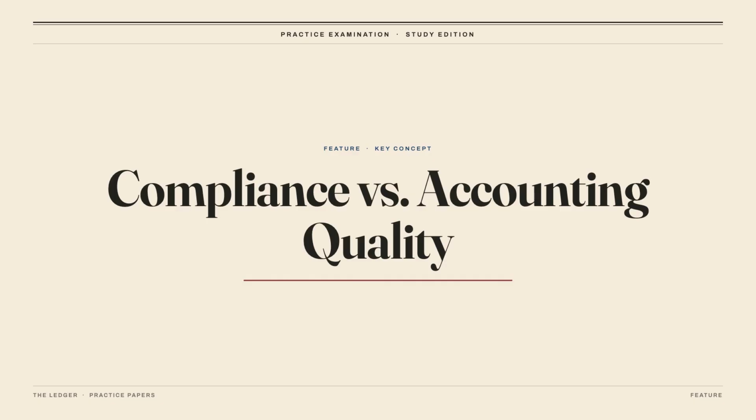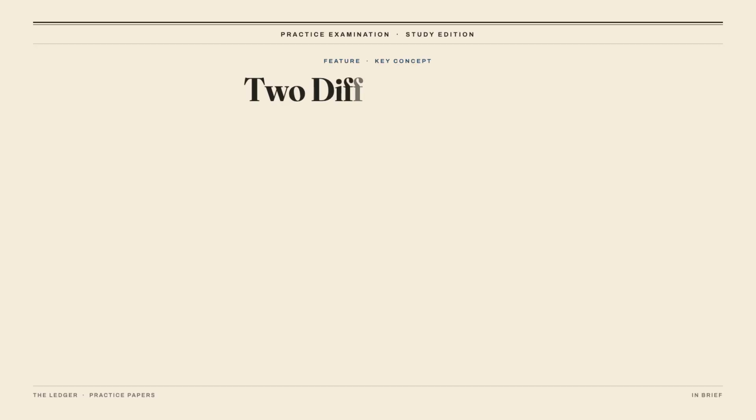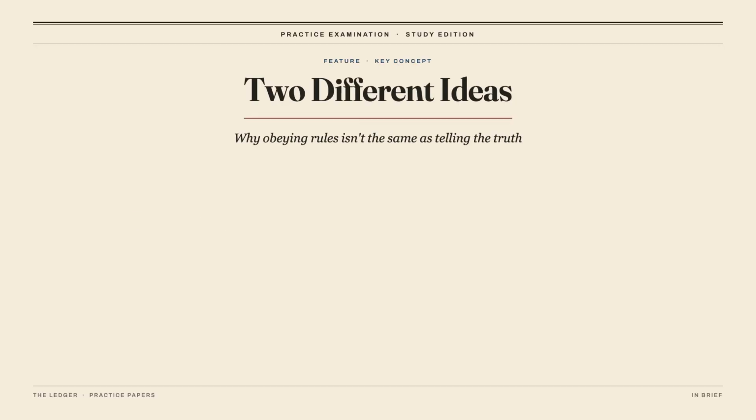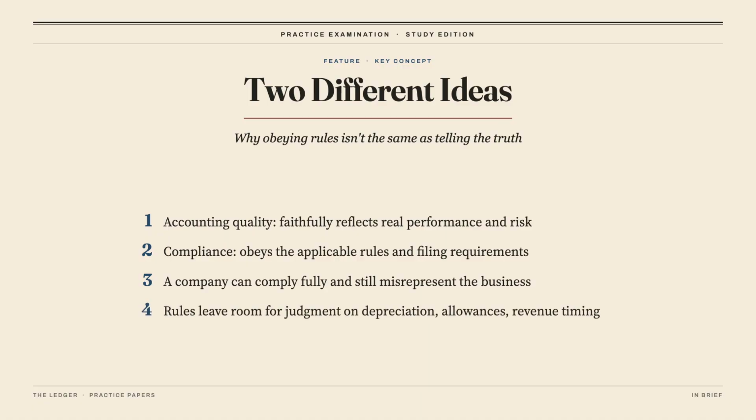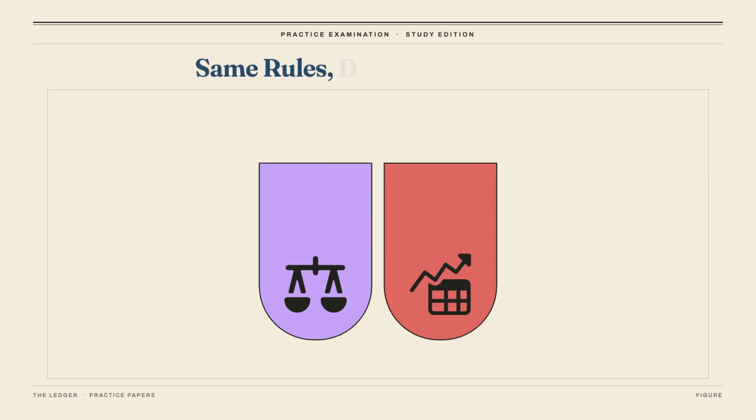That's because compliance and quality are not the same thing, and the gap between them is where careful analysis really happens. Accounting quality means the statements faithfully represent real economic performance, position, and risk. Compliance just means the statements obey the rules, because rules leave huge room for judgment on things like depreciation, doubtful account allowances, and revenue recognition. Two companies can both comply while making very different choices.